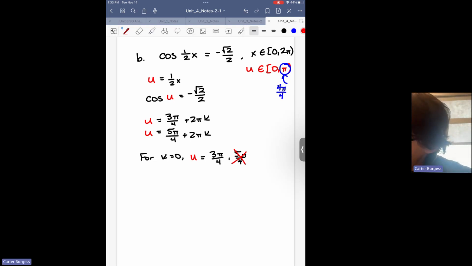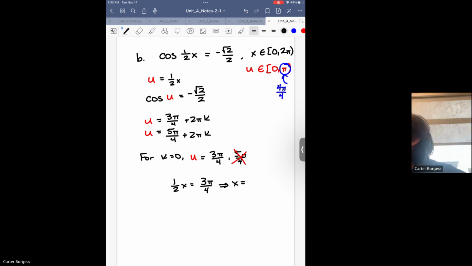All right. And so we know 1/2 x is equal to u. So this is equal to 3 pi over 4. What is my solution for this equation? 3 pi over 2.